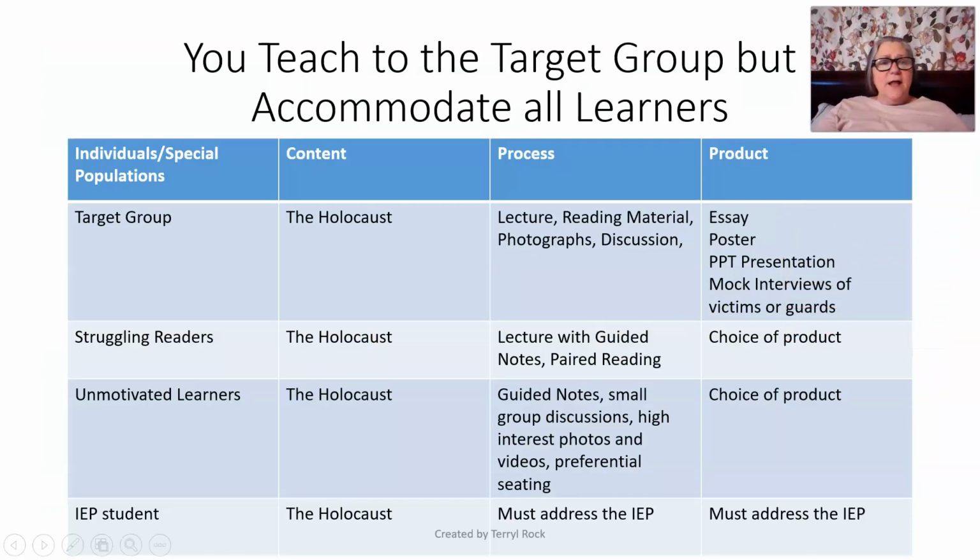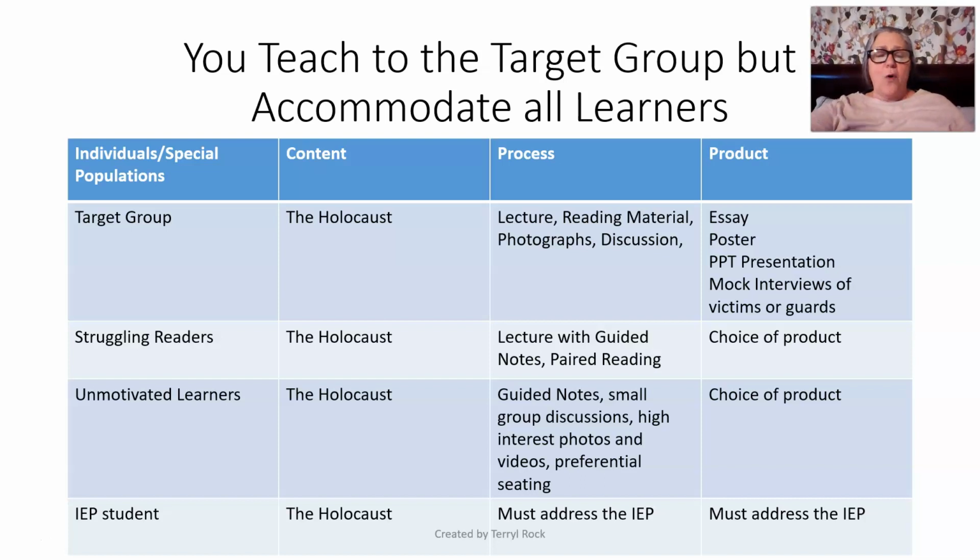What does this look like in the classroom? So your target group would be the group that your standard is written for. You have a third grade standard for math, and that third grade standard for math is written for a particular group of students that have been on grade level and still remain on grade level. That's your target group. And then you've got your other groups in your class. You maybe have an IEP student, you might have some unmotivated learners, you might have some struggling readers.